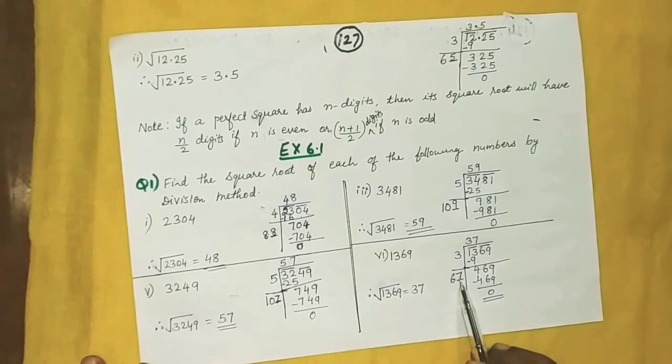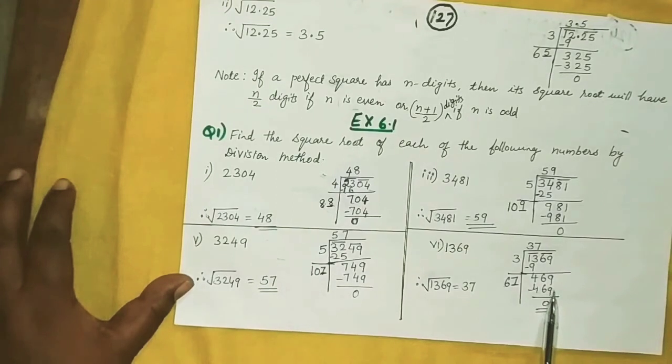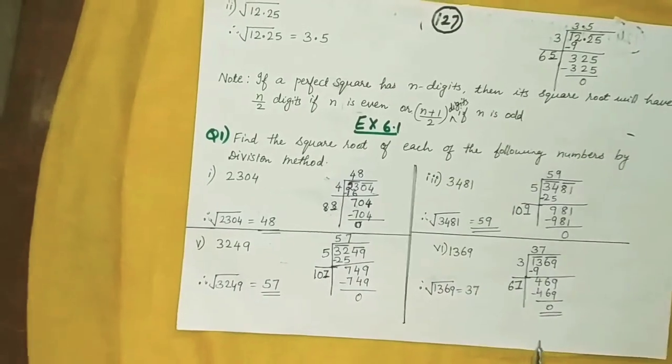Now here we need one digit, such that we multiply this number by that digit and get 469. You know, 3 3s are 9, 7 7s are 49. So 9 will come, but you see, this is a bigger number. So 67, I am not writing 63. If I write 63, then 63 into 3 is a smaller number only. 67 into 7 is 469. So which digit will come here? 7. So 67 into 7. That 7 we are writing in the quotient. So the square root of 1369 is 37.